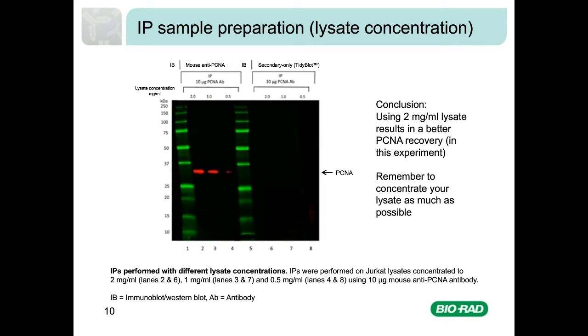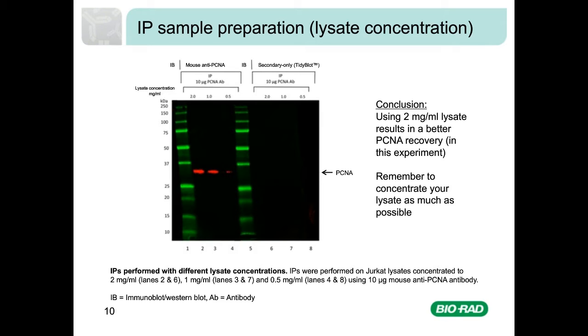You can clearly see that the intensity of the band of interest, in this case PCNA, increases with increased lysate concentration. The IP performed with the 2 mg per mil lysate in lane 1 resulted in the best PCNA recovery. It is important to note that the described correlation between lysate concentration and pull-down efficiency may not always be observed.